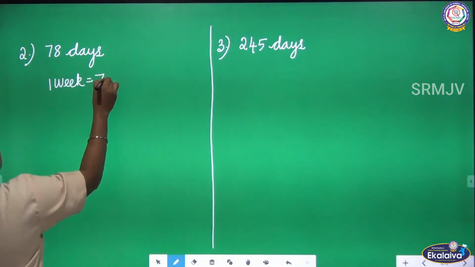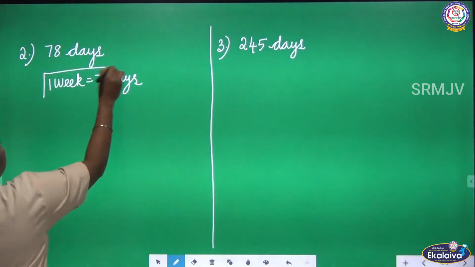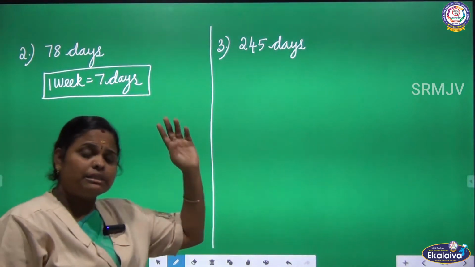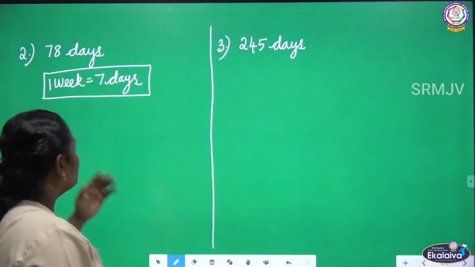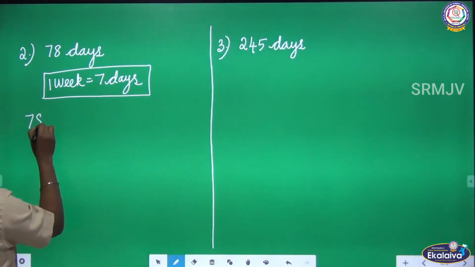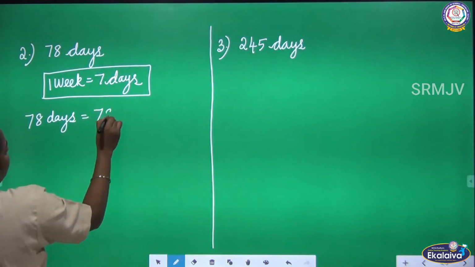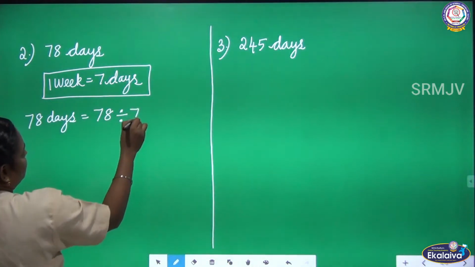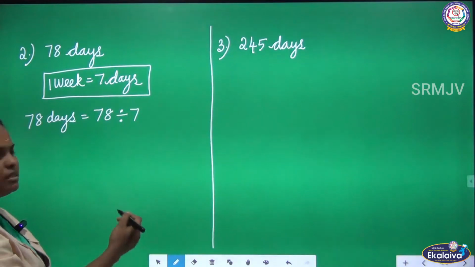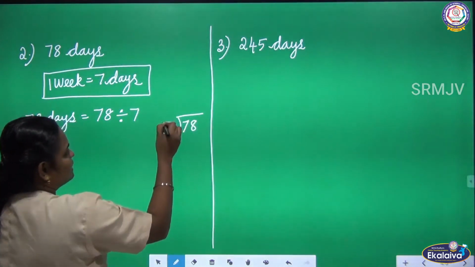1 week equal to 7 days. So we are going to convert 78 days into weeks and then days. So what we have to do? We are going to divide it by 7. So 78 days equal to 78 divided by 7. If you divide by 7, the quotient is the week and the remainder is the days. So you divide 78 by 7.